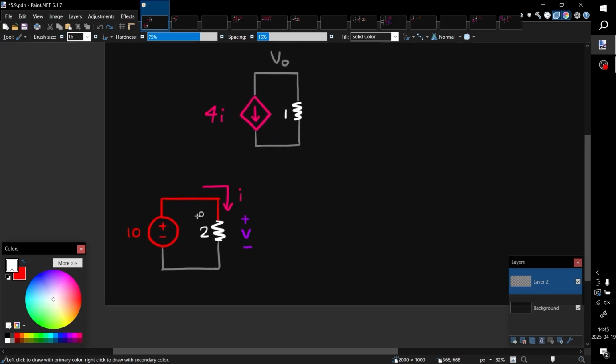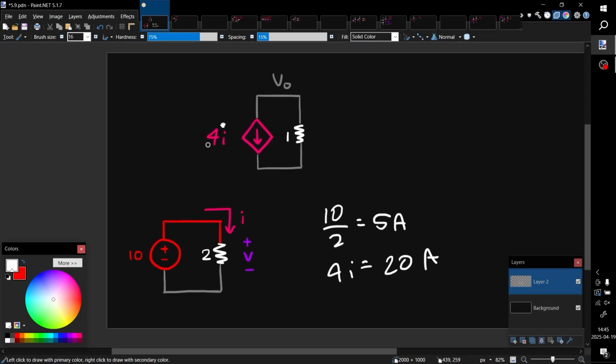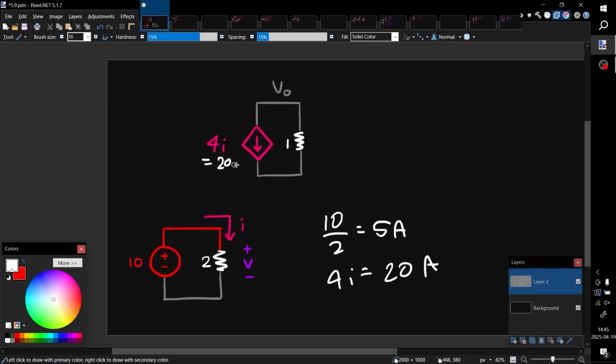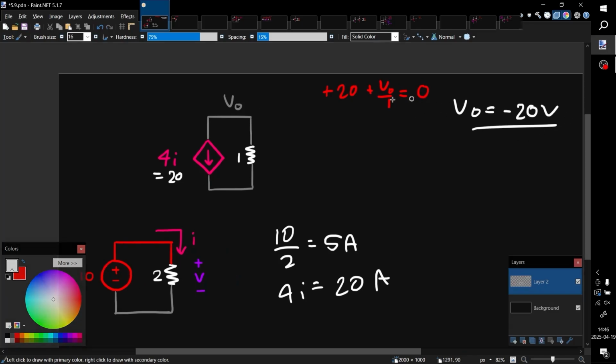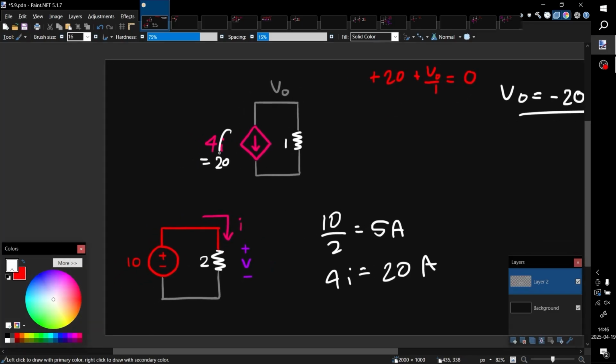To get I, it's simply Ohm's law, so that's 10 over 2, so that's 5 amperes. And since this is requesting 4I, that's going to be 5 times 4, right? So 20 amperes. I can just simply update this to be 20 amperes. Now, if I'm going to do nodal analysis here, that should be plus 20 plus VO over 1 ohm is equal to 0. This implies that VO in this case is going to be negative 20 volts.